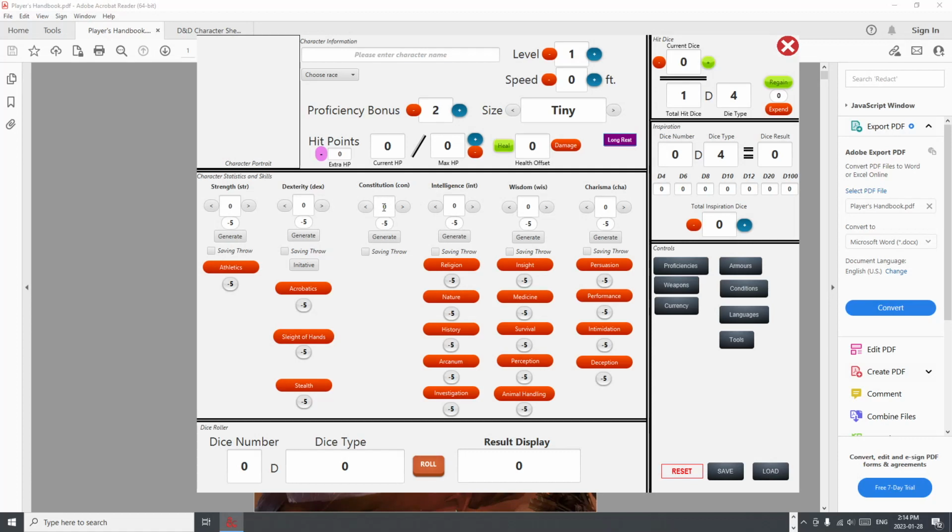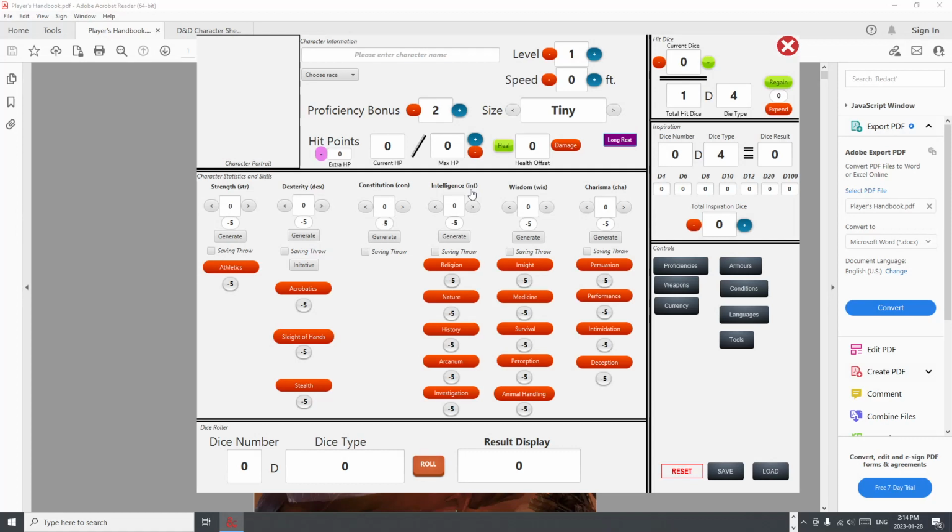This is also responsible for manipulating, or it governs the health points or hit points of a character. The higher the score, the stronger the character is in terms of hit points, or the more difficult a character is to kill. Then we have intelligence.